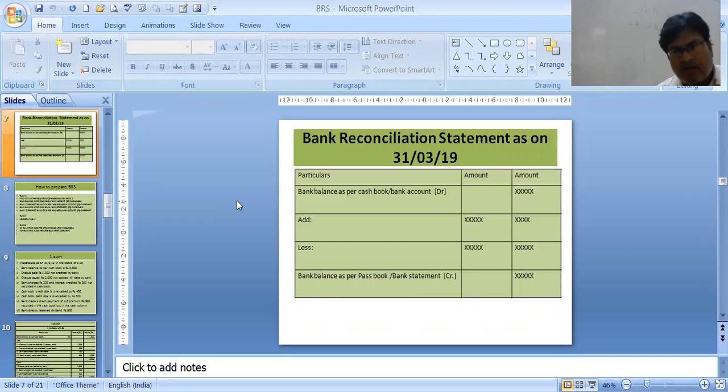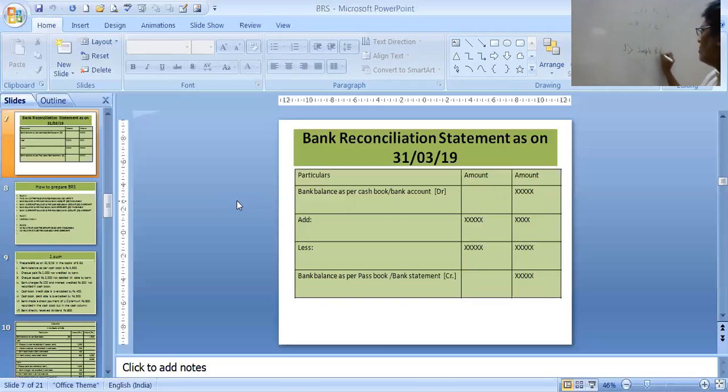Or there is one more method that whatever entries we have failed to record in our cash book, though passbook has recorded, those entries we will record again. That is known as amended cash book. First, we will amend the cash book and then we get a new balance. And with that balance, we will prepare the BRS. So these are the three methods. Let's recap once. Number one, simple BRS.